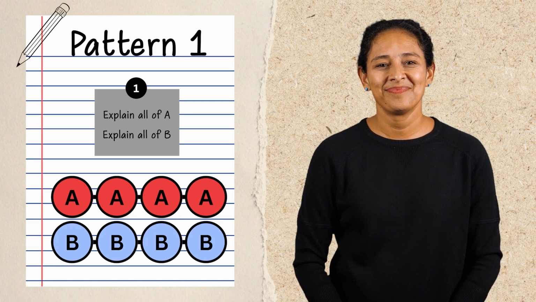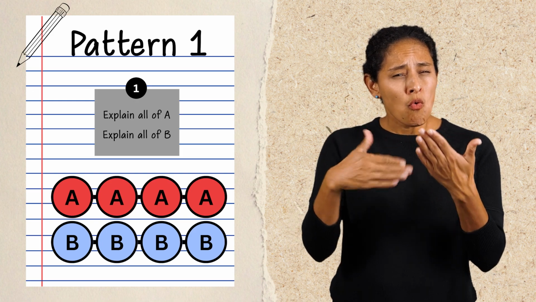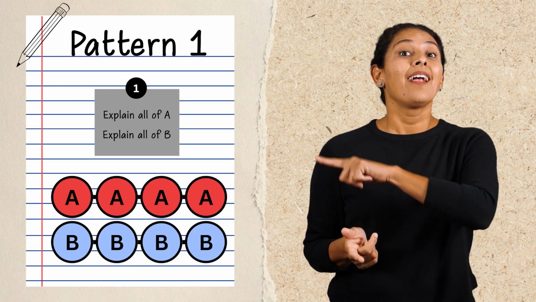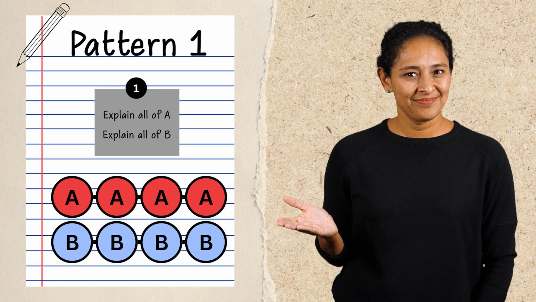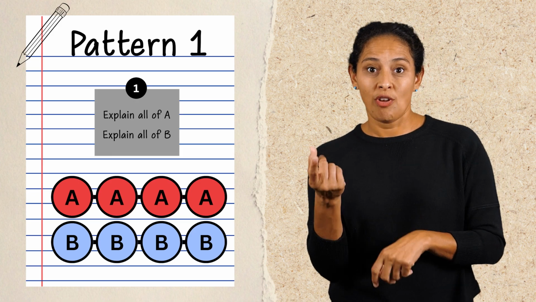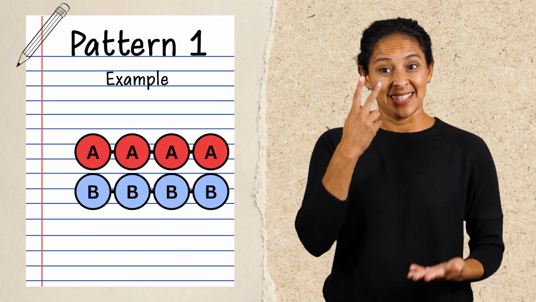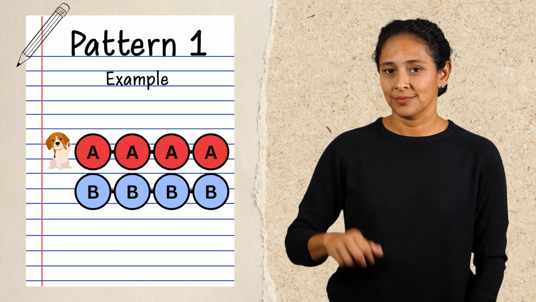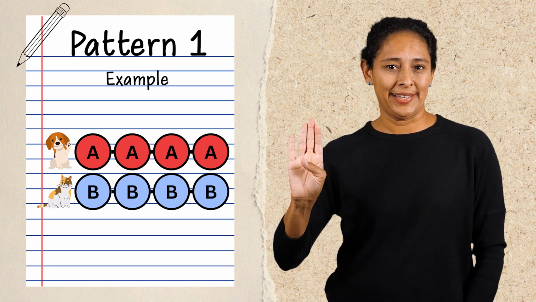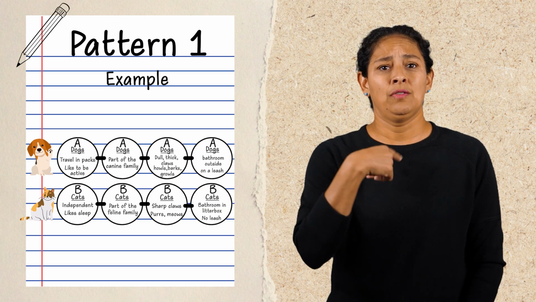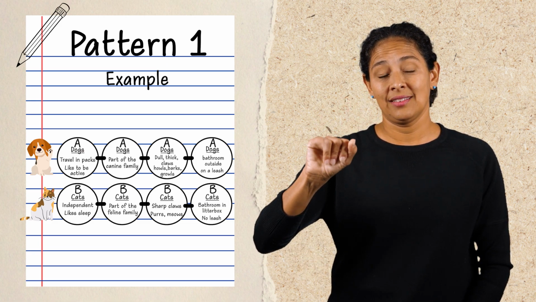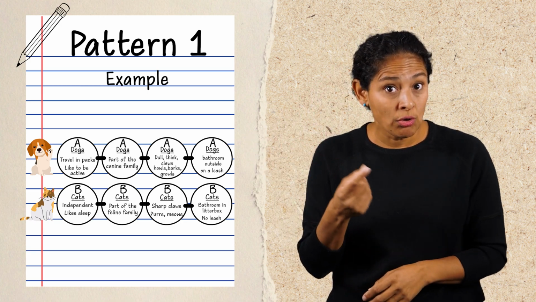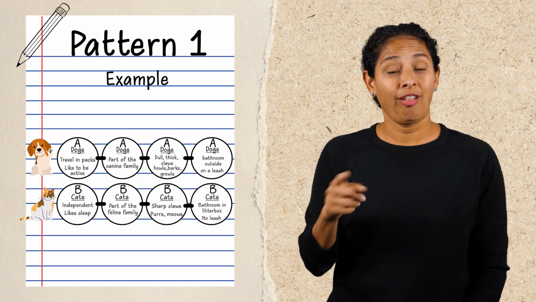Pattern 1. As you can see, all of topic A is first, and then all of topic B is shown. Let's look at an example using dogs and cats. In this example, dogs are A and cats are B. If I use my Venn diagram information, I can separate my points into all about dogs and all about cats. See the circles?